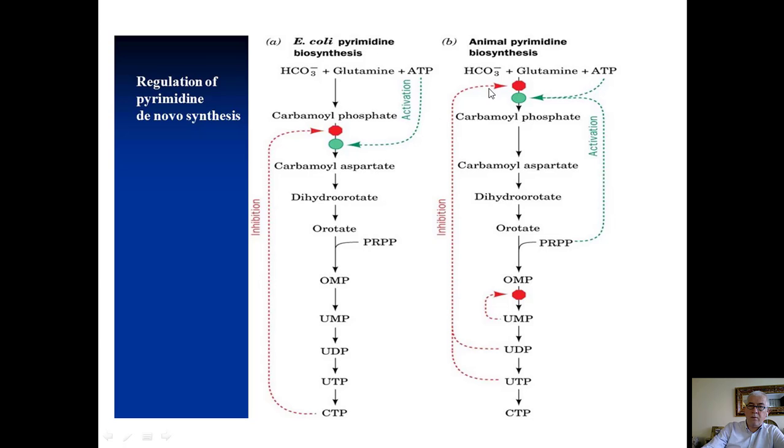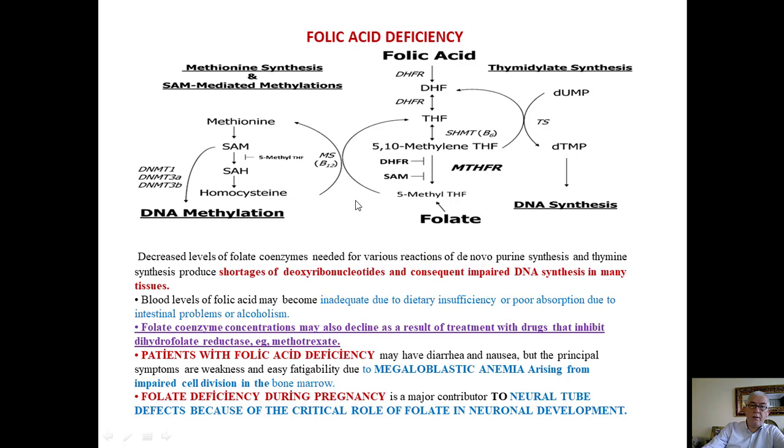And another way in animals: UDP inhibits the first step of pyrimidine synthesis, and ATP activates this step. This is the regulation of pyrimidine de novo synthesis.